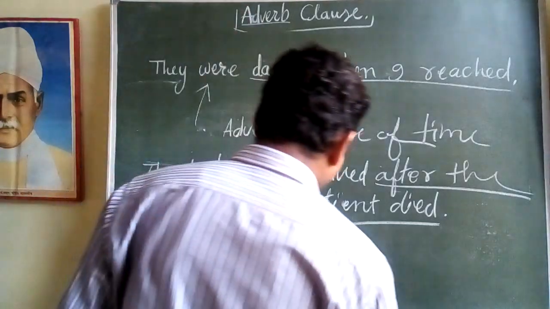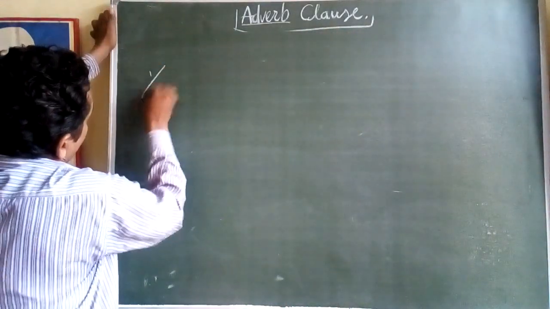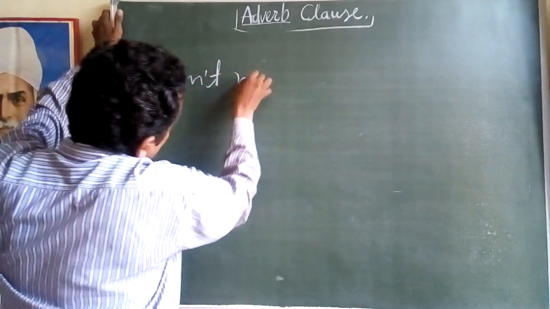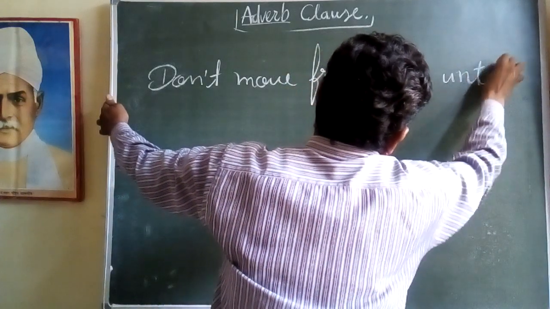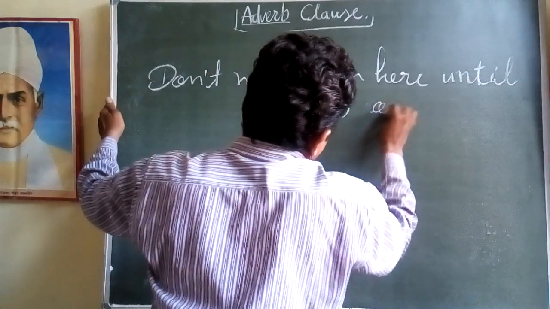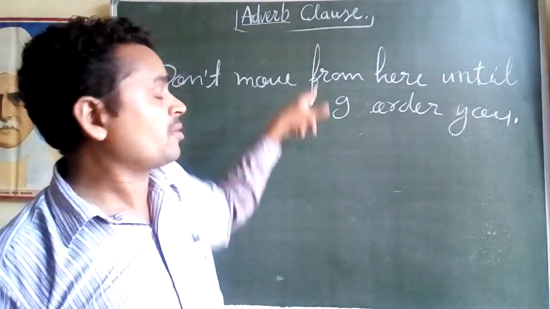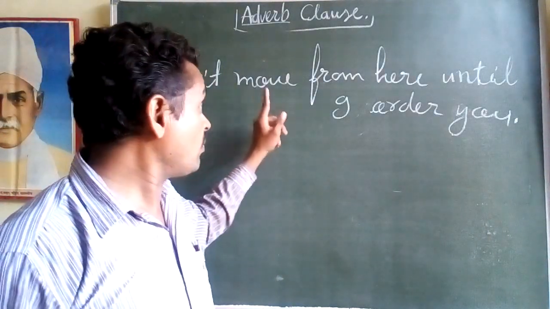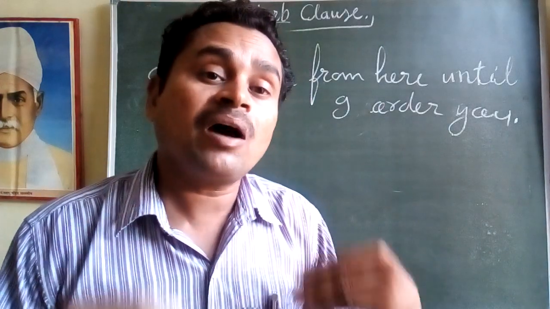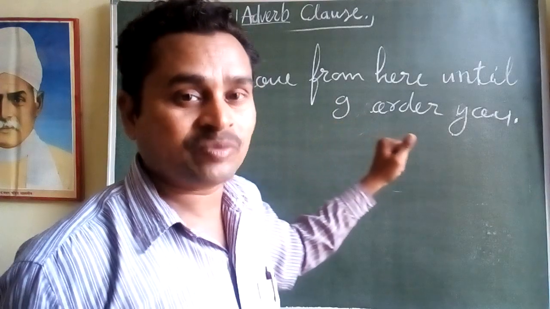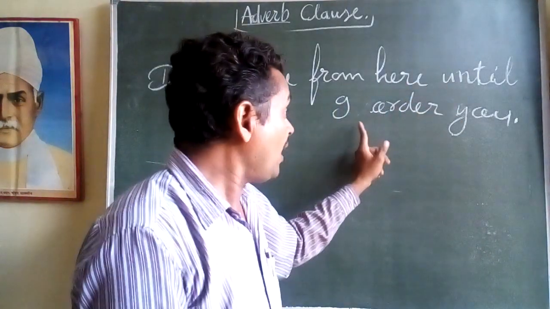Well, now come to the next example also. Don't move from here until I order you. So this is also an example of adverb clause. You can see here clearly, don't move from here. You don't move from here means no need to go anywhere without order, without my permission. So don't move, don't go anywhere, don't move from here until I order you.